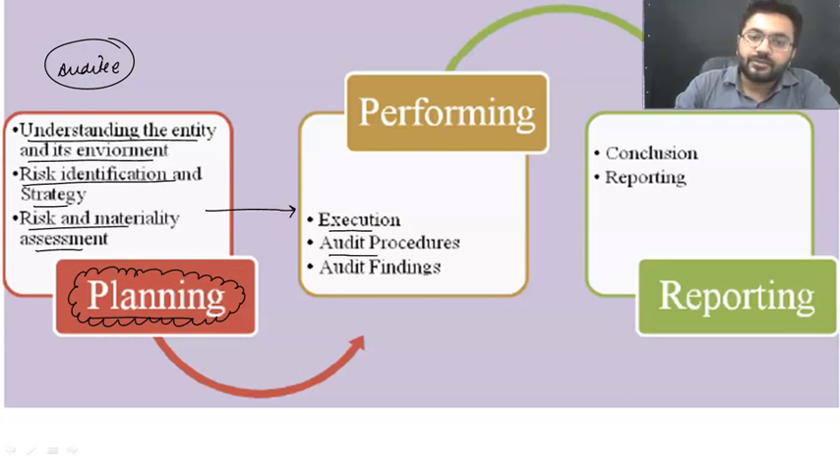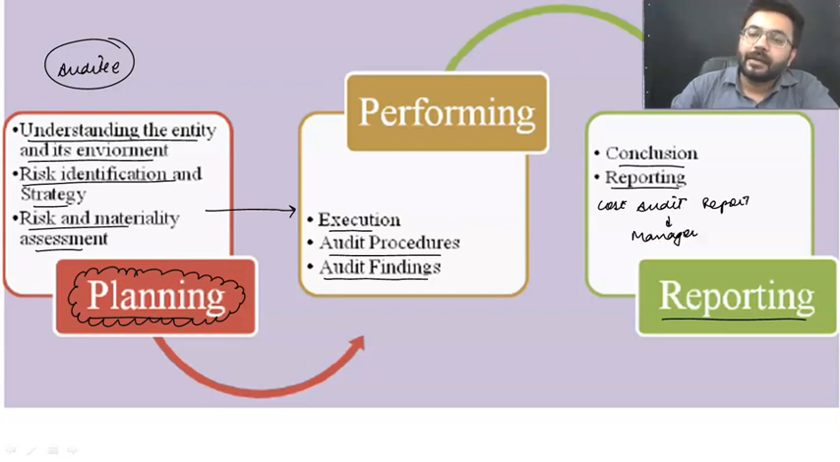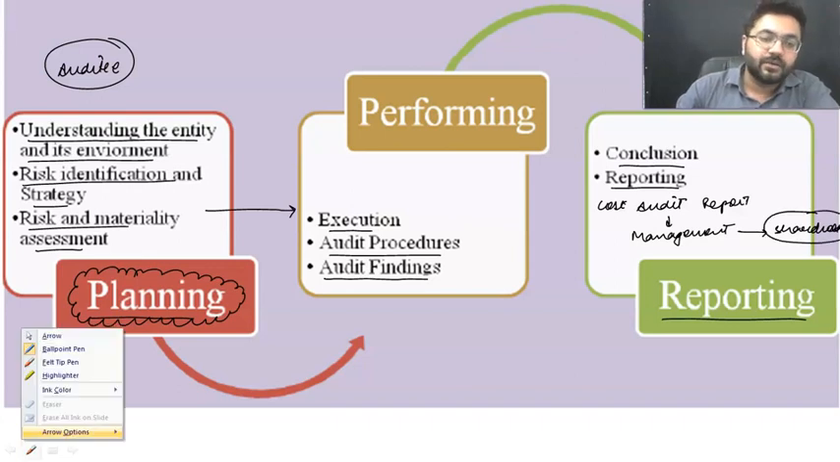The next is audit procedures. What kind of procedures we are going to apply, and what are the various findings. At the end, we have the last part, which is reporting. That means you are going to conclude in your audit report, and you are going to finally prepare your cost audit report. Preparing this cost audit report, you are going to submit the same to the management only, right? And after that, if required, they are going to share the same with the shareholders. They are going to share the same with the shareholders only.